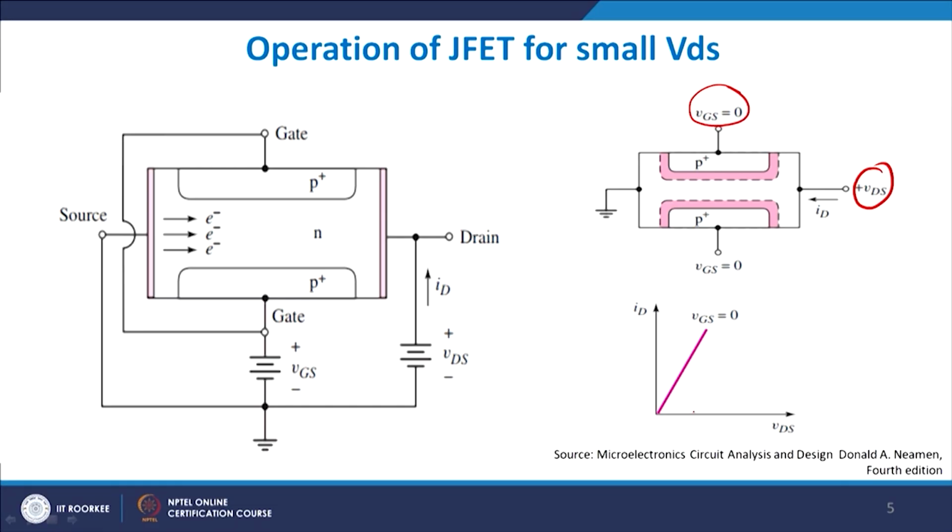You will be obviously certain that when VDS equals to 0, your ID will also equal 0, because if there is no potential, there is no chance of any electric field, and therefore no electrons will be moving from source to drain. Source is grounded, and as a result there will be no current. But as you go on increasing the value of VDS in a very small domain, this VDS is relatively very small, say 0.2 volt or 0.3 volts.